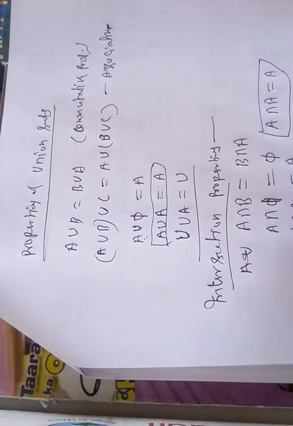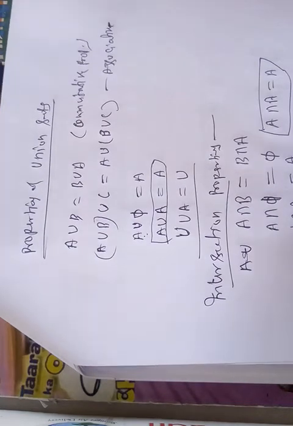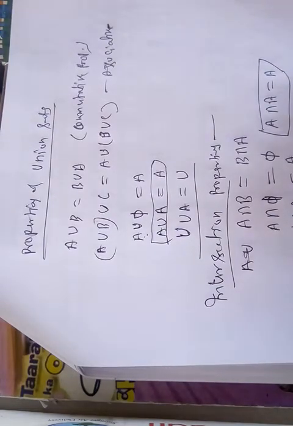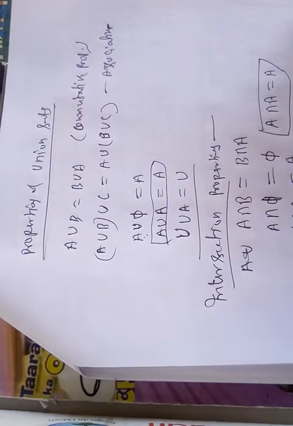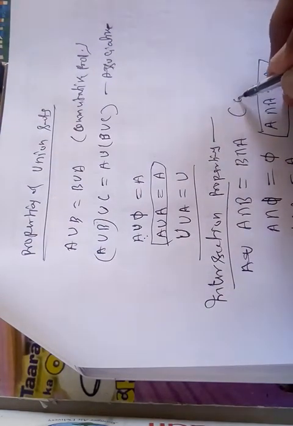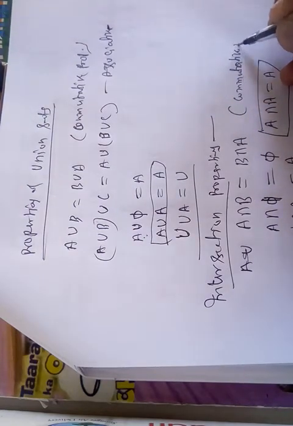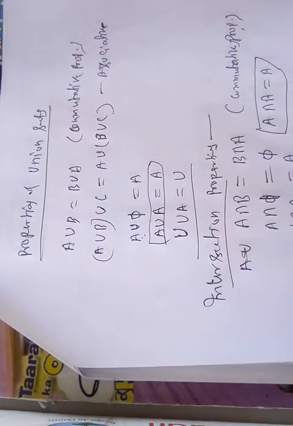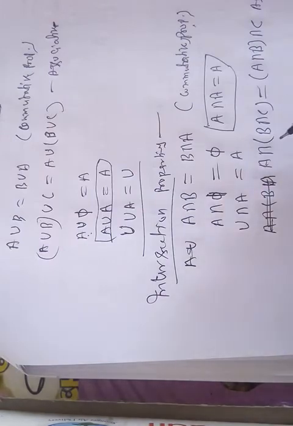Associative property: A intersection (B intersection C) equals (A intersection B) intersection C. This associative property and the commutative property are valid. Okay, so disjoint sets are also clear.